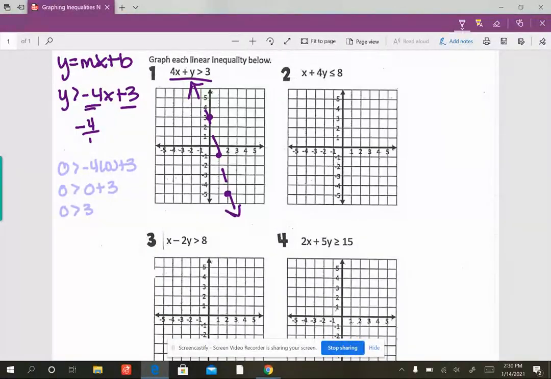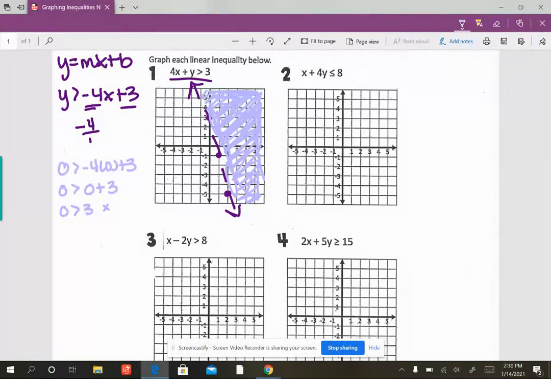0 less than 3, is that true? You should be saying, no, that is not true. So we are going to shade on the opposite side. We're not going to shade where 0, 0 is because we said it was untrue. All right. And there is an example of that.